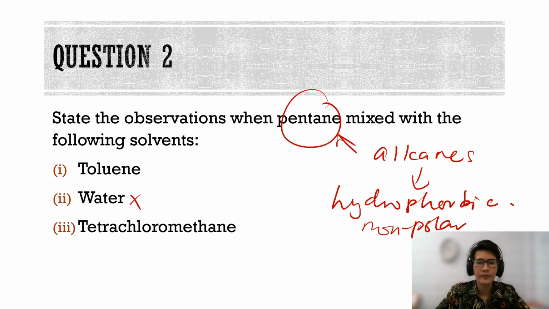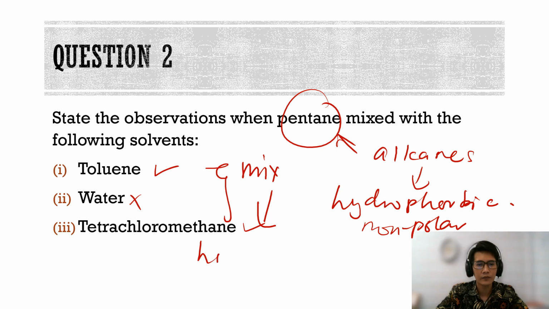Alkanes are non-polar molecules, so they will mix with other non-polar molecules, for example toluene and tetrachloromethane. When they mix together, they will form a homogeneous mixture. The ones that do not mix will form a heterogeneous mixture.